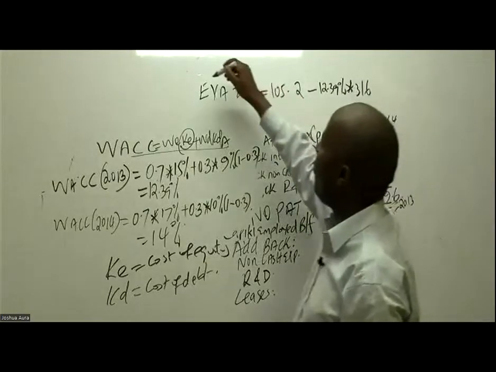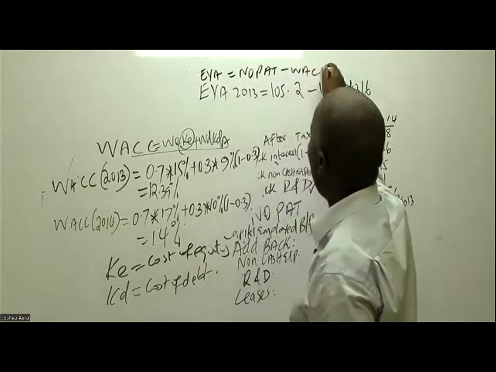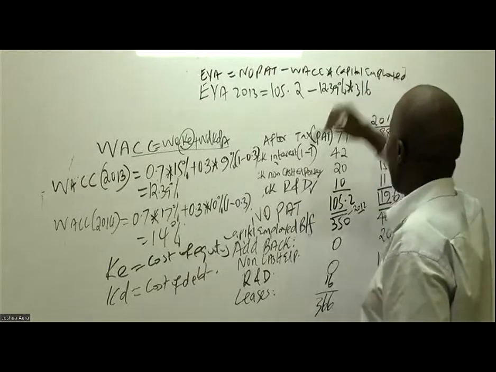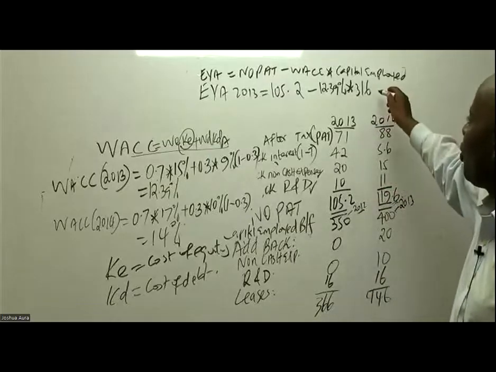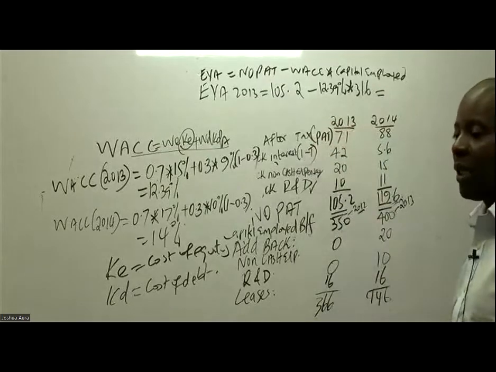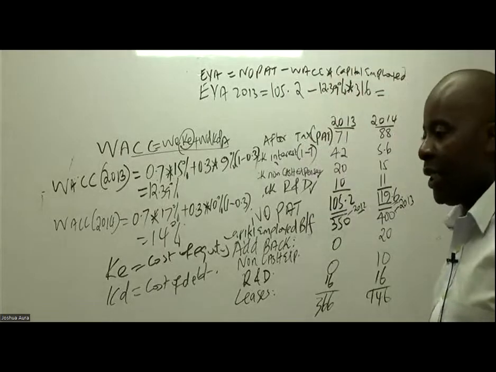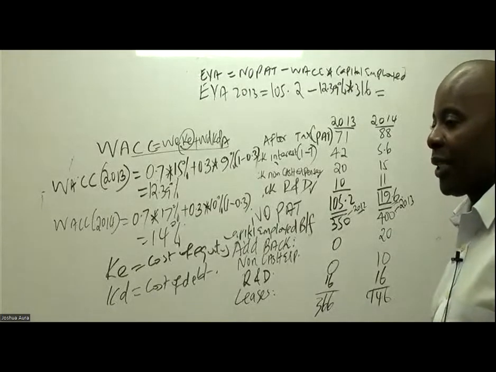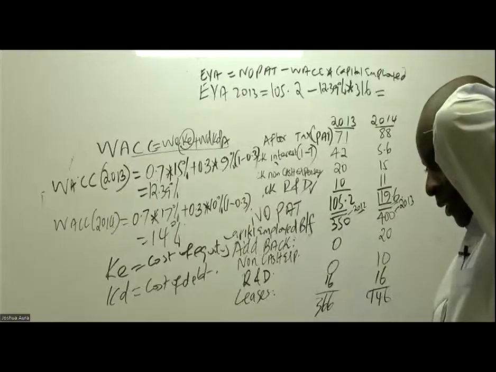Remember the formula of EVA: you take NOPAT minus WACC times capital employed. So please ensure that you are able to use your calculator very well to give me this answer of EVA in 2013. What are we able to get?